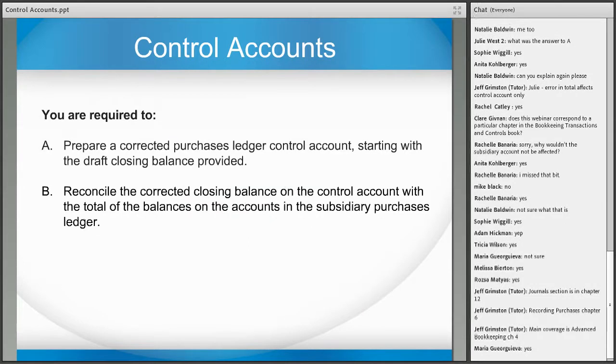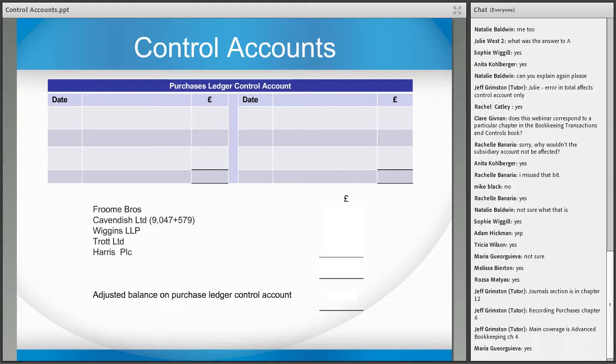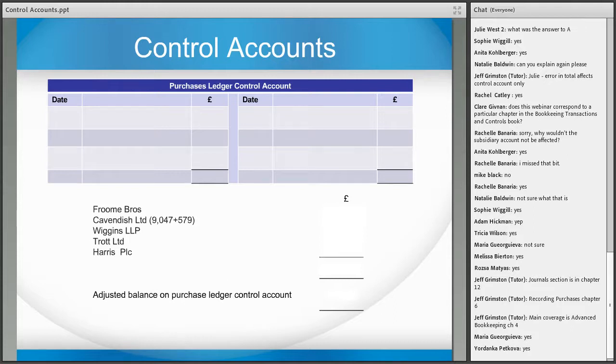Right. Let's now have a look at the conclusion, if you like. We've discussed all the errors. If you've not made a note of them, it doesn't matter because I have. And we'll just pop these into the control accounts and the list of balances and see how it works out. I've done it like this because it just makes it a little bit easier.